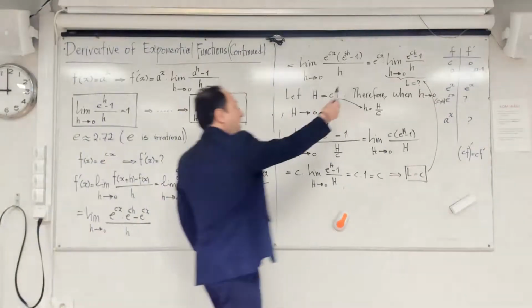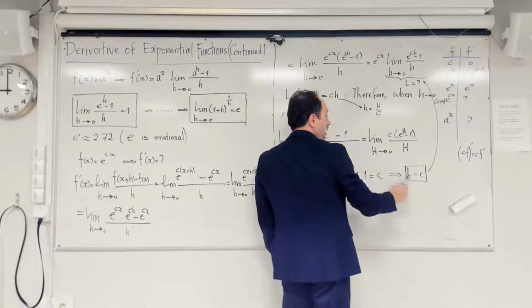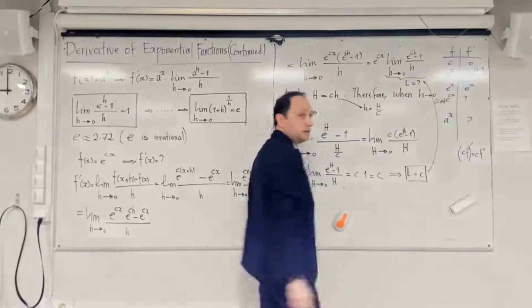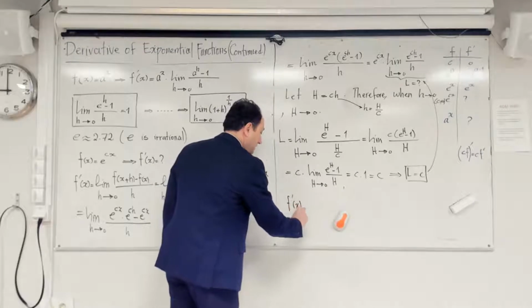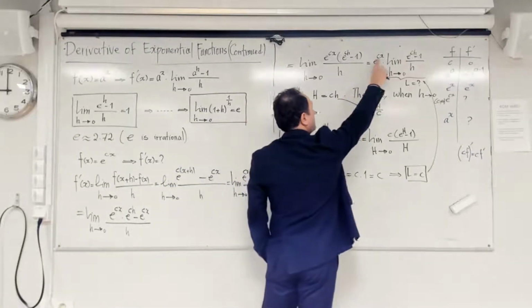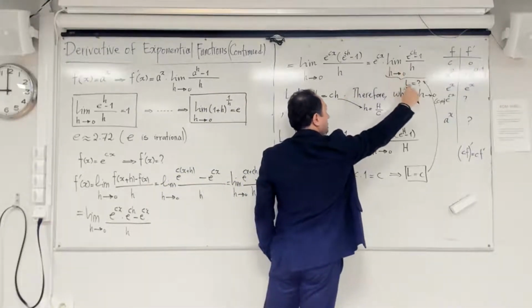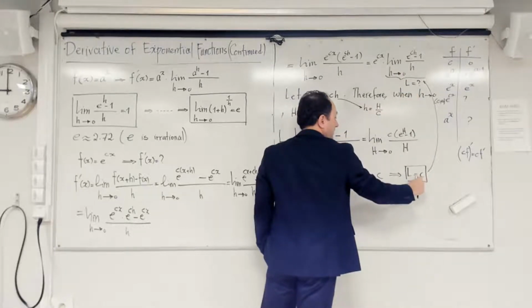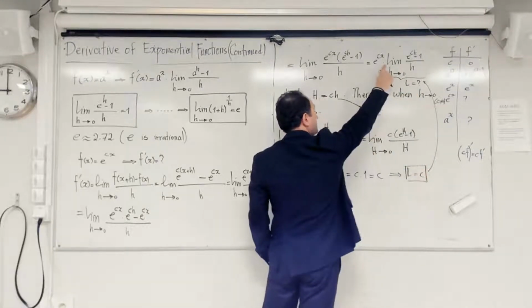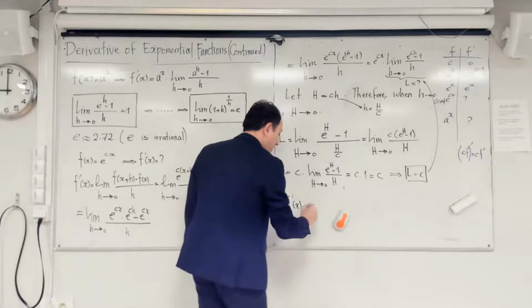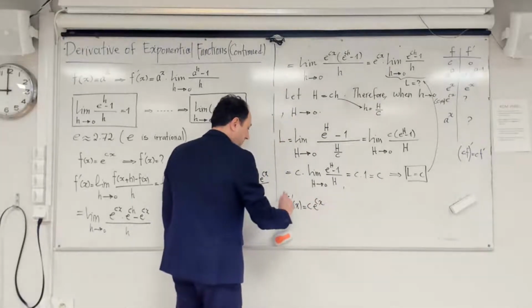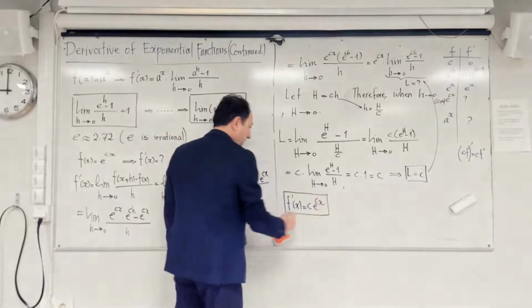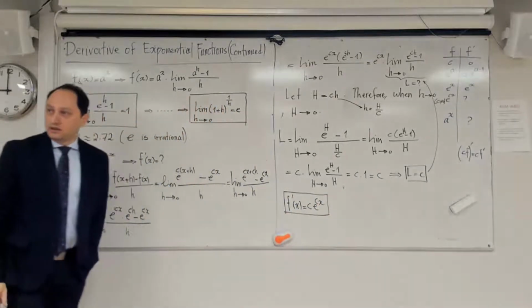I had e to power cx from the beginning. I had c here as well. So what happens? It means that the derivative is e to power cx multiplied by this limit. This limit was found to be c, so it becomes c times e to power cx. Yes? So that is the only thing that can happen.